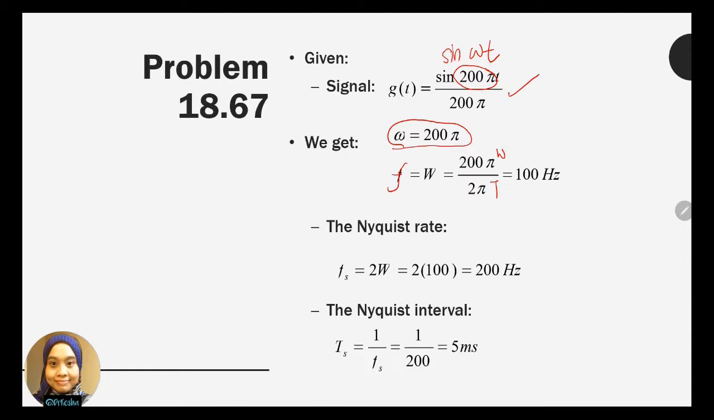In order to get the Nyquist rate, you need to times 2. So 2 times W, you get 200 hertz, and you can convert that to get the Nyquist interval. When you do this calculation, you will get 5 milliseconds. So you need at most 5 milliseconds to be set in order to convert the analog signal to a digital signal for the sampling.